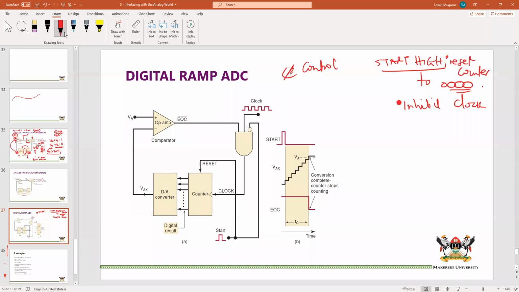Now, for us to start, we push the start button back to 0. The moment we put this to 0, this becomes activated. And remember, initially this is high.